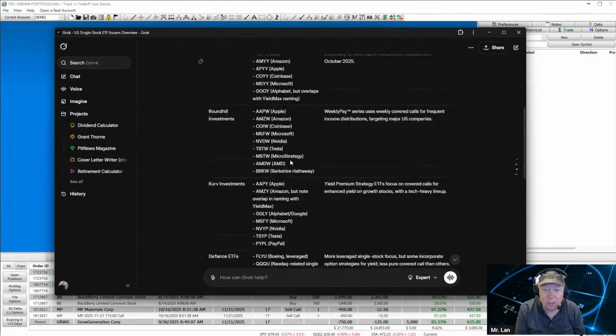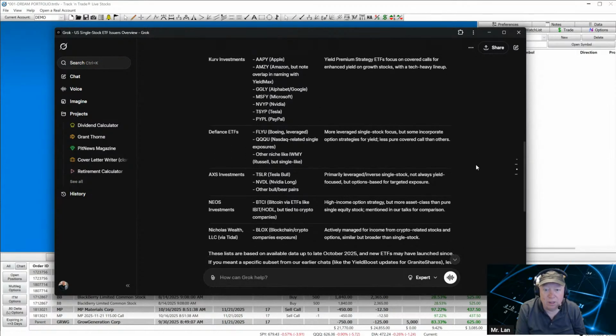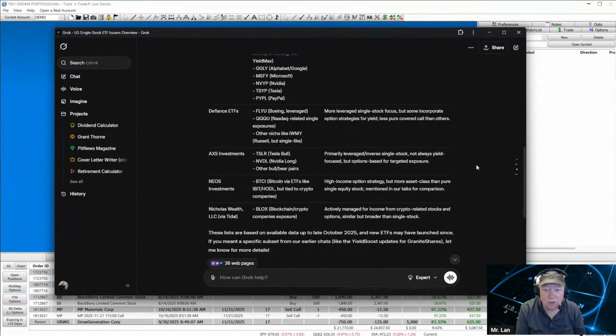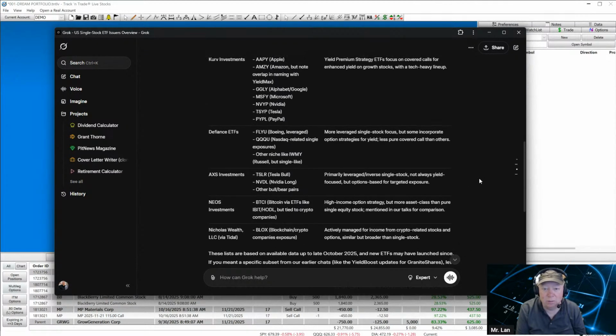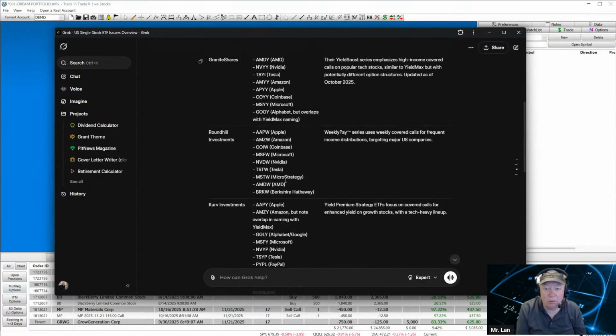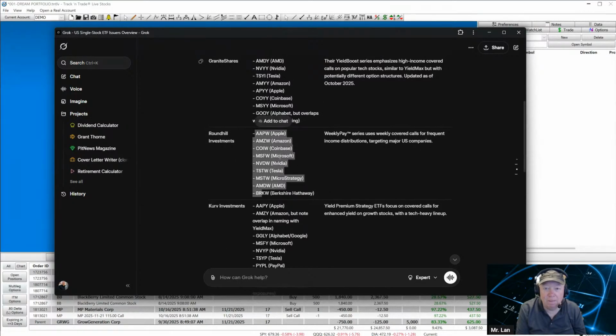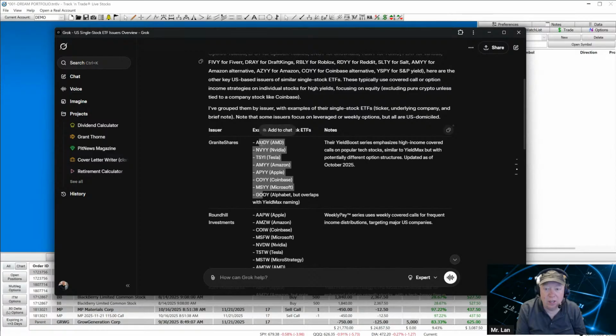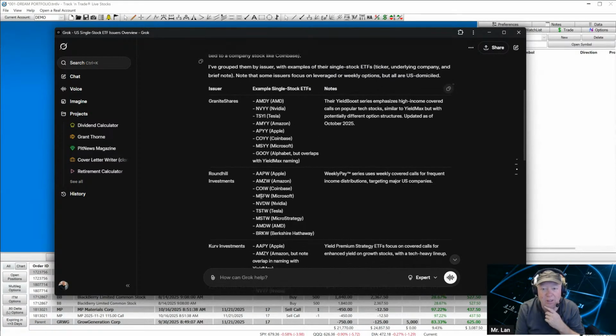This is Granite Shares, Round Hill, Tidal, Curve, Defiance, AXS, Neos. These are some that you can go look at. We haven't really done much with them. The ones that I've looked at most are the Round Hill. I've owned a bunch of Round Hills. I've owned a bunch of Granite Shares, and mostly right now, all of mine are Yield Max. I don't have any of these. Now that doesn't mean they're bad. Just because what I have in my portfolio doesn't mean that's what you guys need to go buy. These are some good ones. There were times in there where I felt like they were the best buy at the time.